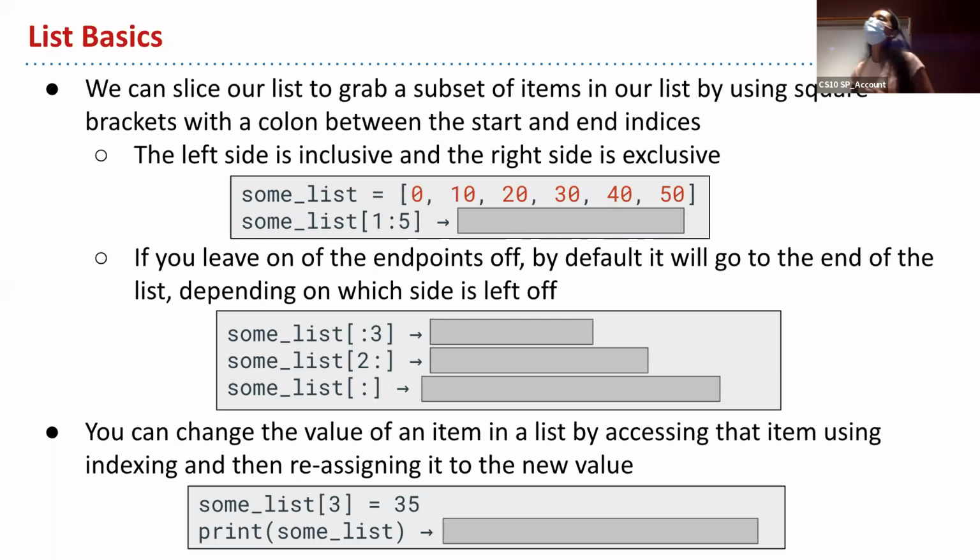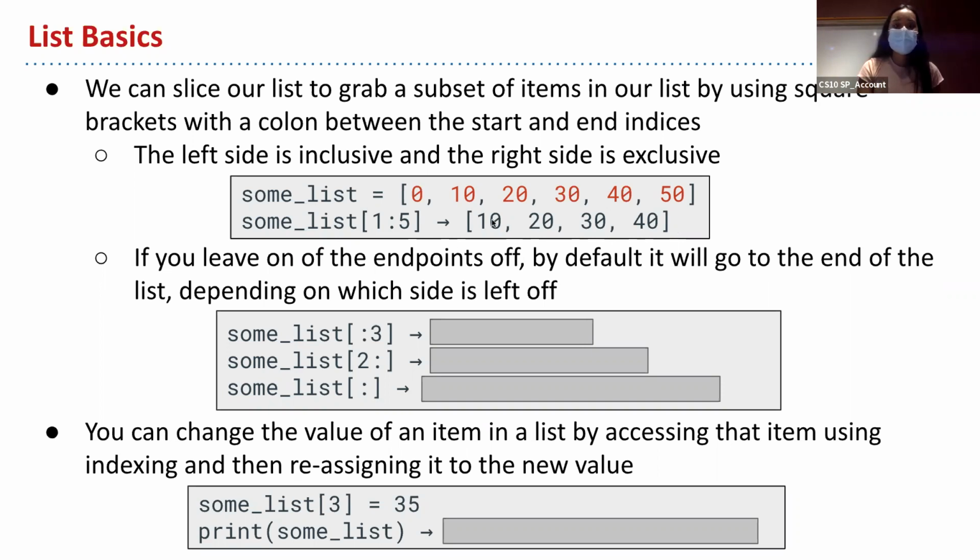Yeah. 10, 20, 30, 40. Yes, exactly. It's going to give us a list of 10, 20, 30, and 40. And the reason for that is, again, because we're going to go from index 1 up until index 5. So we'll do 10, 20, 30, 40, because this is index 0. So this is index 1. And this one was index 5, as we've noted previously. Does that make sense?